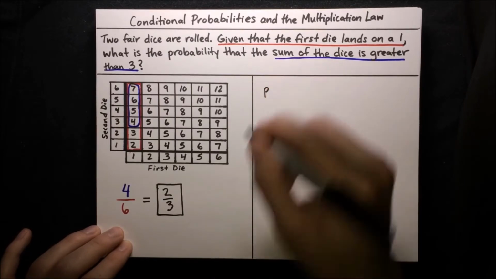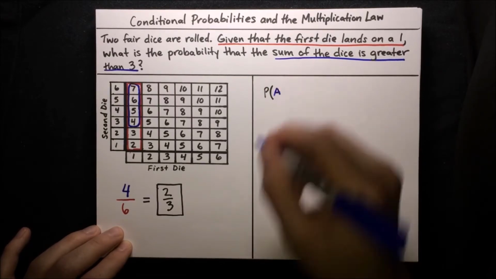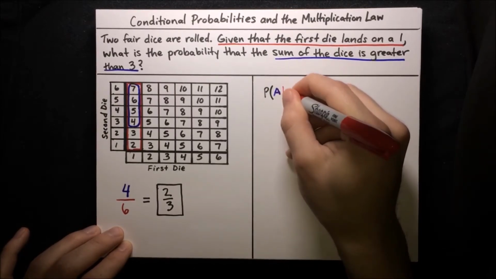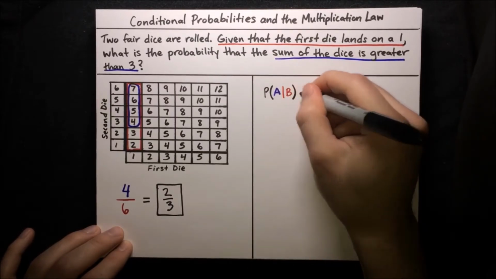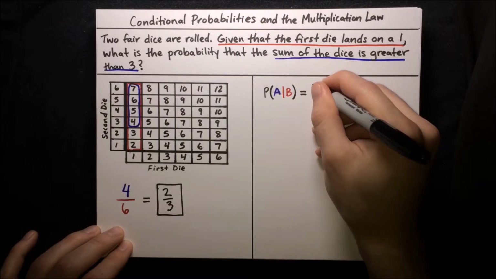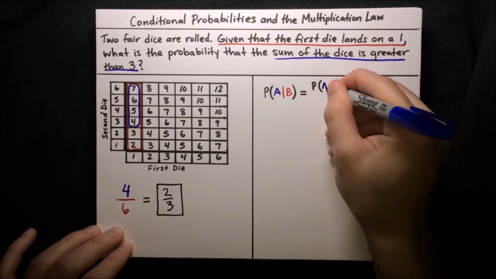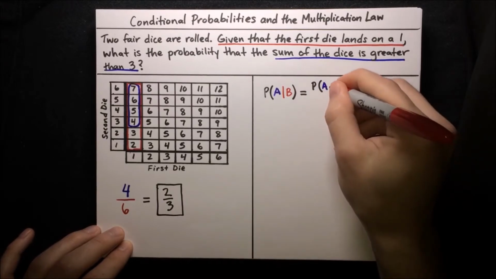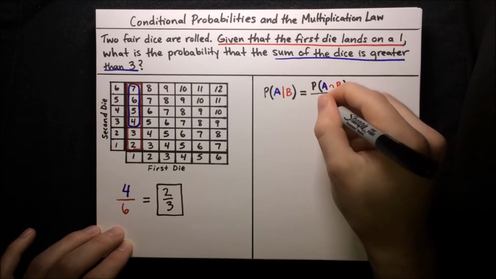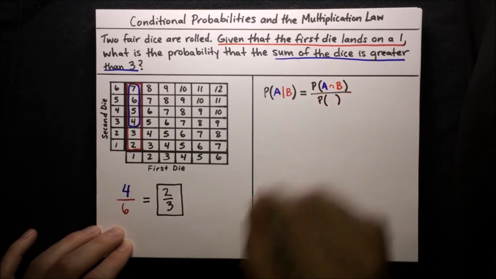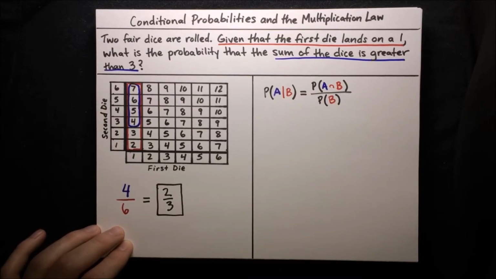We write the probability of some event A given another event B is equal to the probability of A and B divided by the probability of B. Let's rewrite that in the context of this problem.